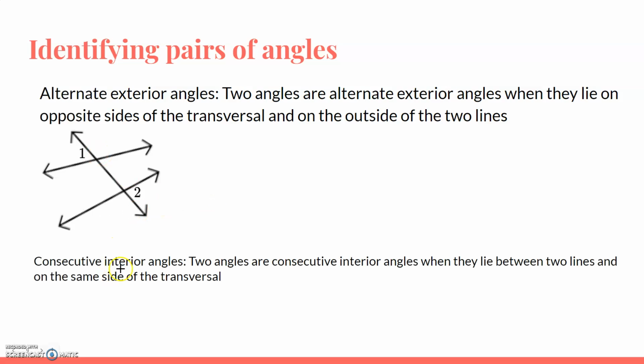Consecutive interior angles. Two angles are consecutive interior angles when they lie between two lines and on the same side of the transversal. As you can see here, they lie between the two lines, but they're on the same side, which tells us that they are consecutive interior angles.